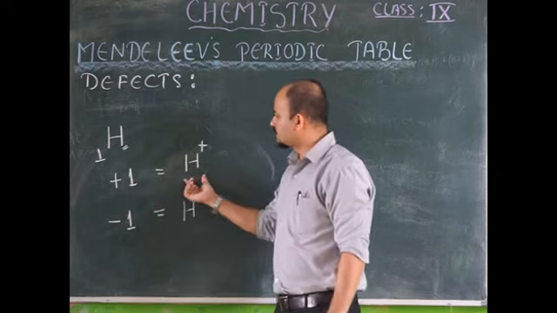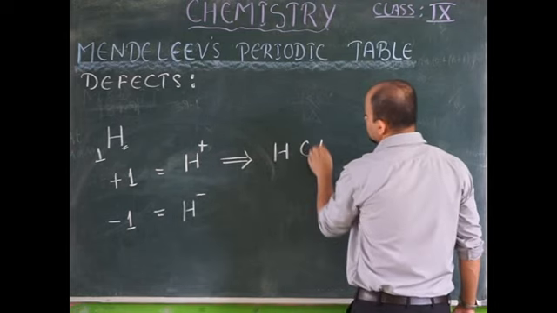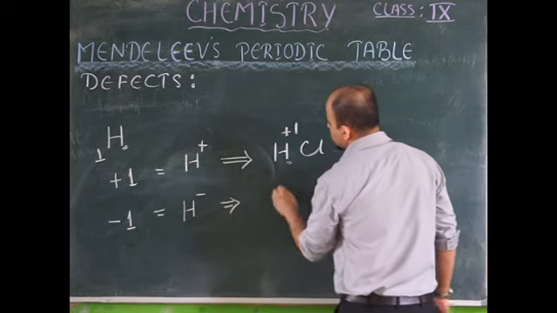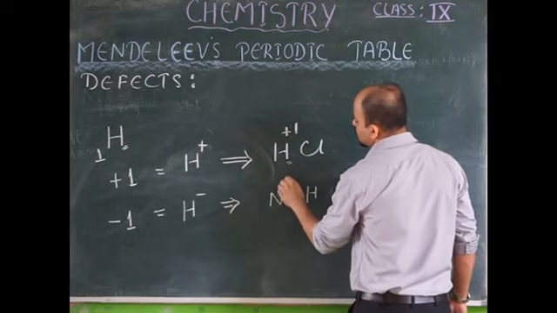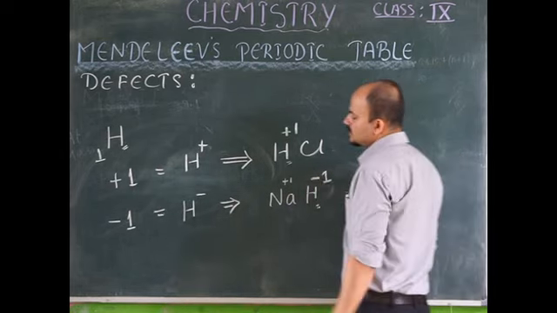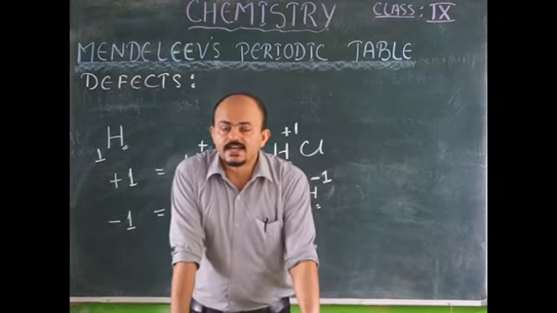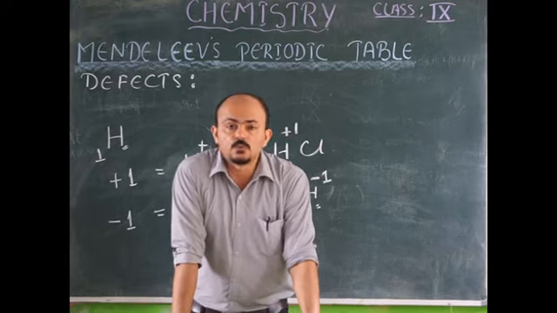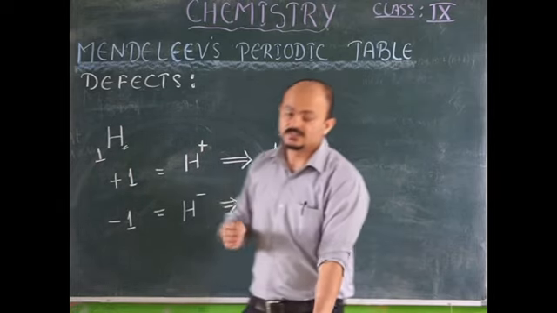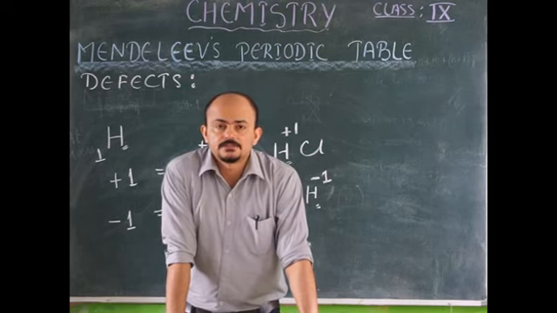In compounds like HCl, hydrogen is showing +1 valency. In another compound like sodium hydride, NaH, the sodium is +1, and the hydrogen here is -1. So due to this difference in its valency, being able to show +1 valency or -1 valency, he was confused in placing hydrogen. So these are the defects of Mendeleev's periodic table.